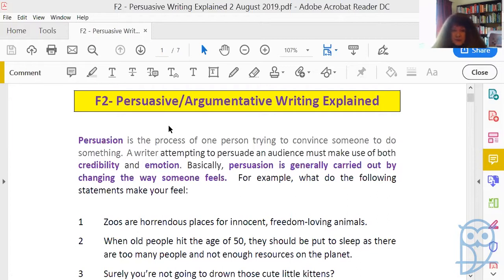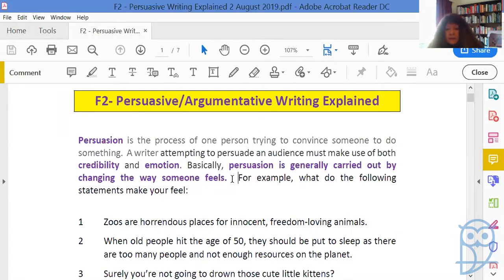What is persuasion, first of all? Persuasion is the process of one person trying to convince someone to do something. A writer attempting to persuade an audience must make use of both credibility and emotion. Basically, persuasion is generally carried out by changing the way someone feels. Okay, so maybe your mom doesn't feel that you need new tackies, but you're desperate to get them. You've got to think of a way to change her emotion that's credible, that's believable. Okay, that's what you have to do.